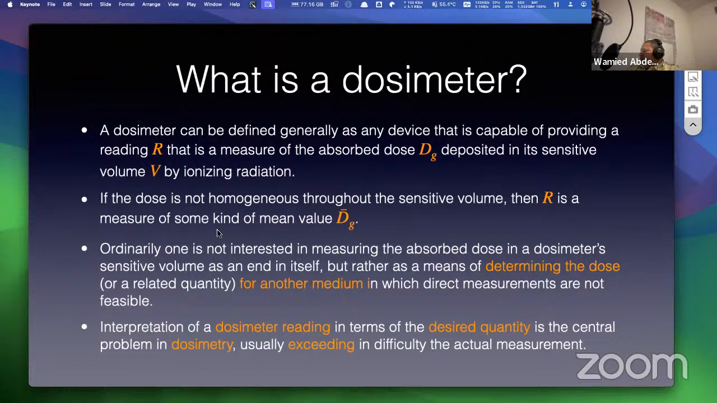Okay. So if the dose is not homogeneous throughout the sensitive volume, then the signal is a measure of an average of what's happening in the sensitive volume of this dosimeter. So the reading gives us an average dose in that dosimeter. So if you want the dose to a point, we will try to find a dosimeter such that its volume is very, very small. The dimension of the volume is small. So at least it somehow ensures that the dose is homogeneous to some extent inside the dosimeter volume.